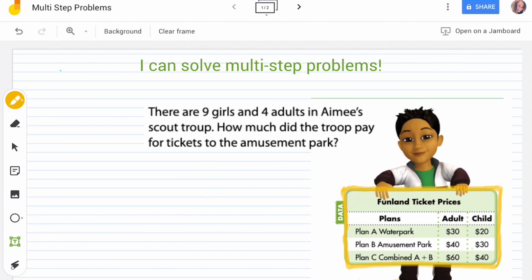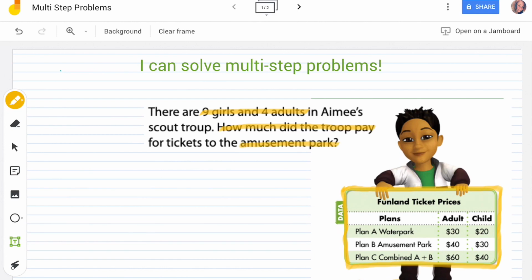Absolutely. We need to know how many people there are. It says there are 9 girls and 4 adults. Do you see anything else we'll need? That's right. The question is so important. We want to know, how much did the troop pay for tickets to the amusement park?